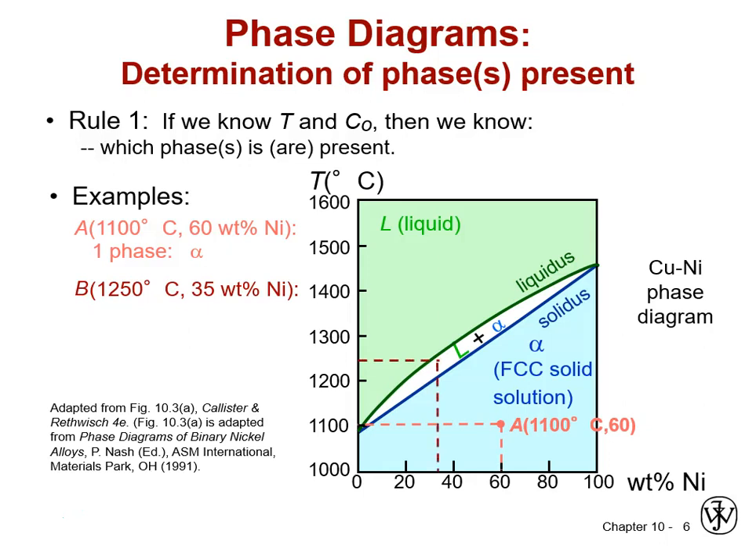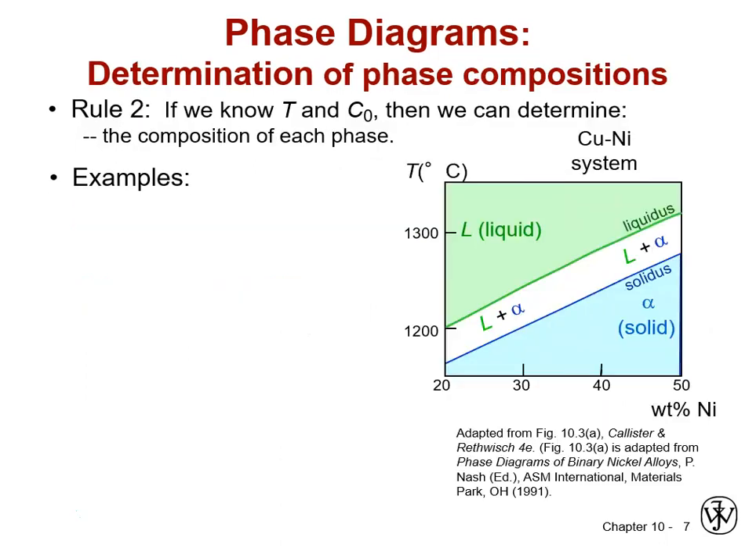Okay, and we'll look at another scenario where we have 30 weight percent nickel and a little hotter, up at 1200 degrees C. And you can see, unlike A, composition and temperature combination B is in that two-phase region.